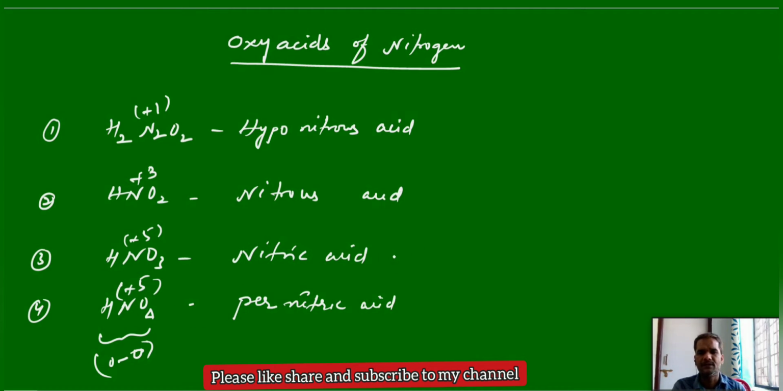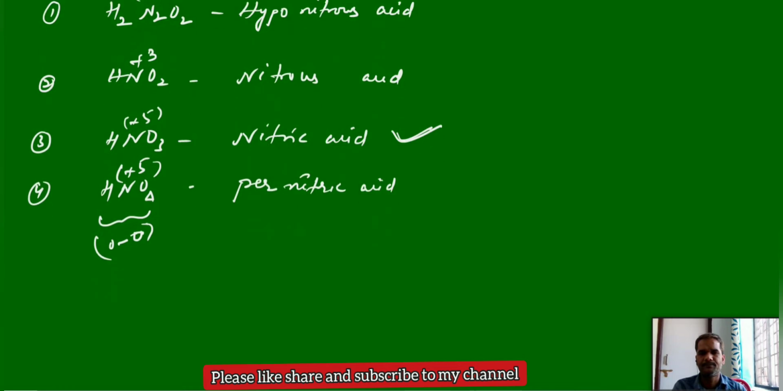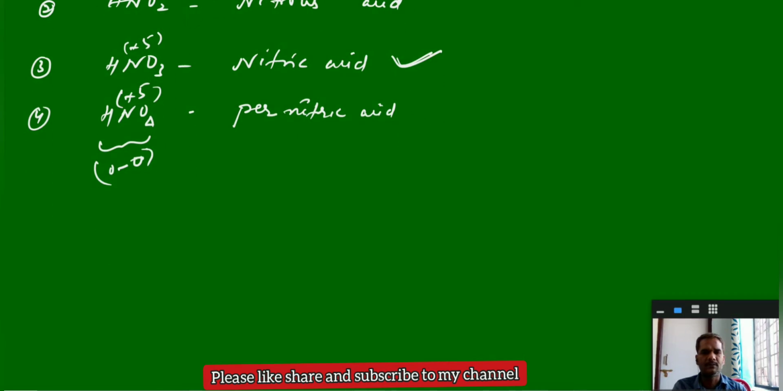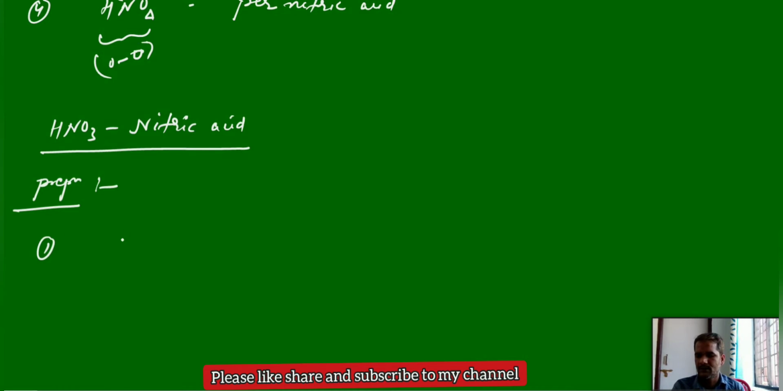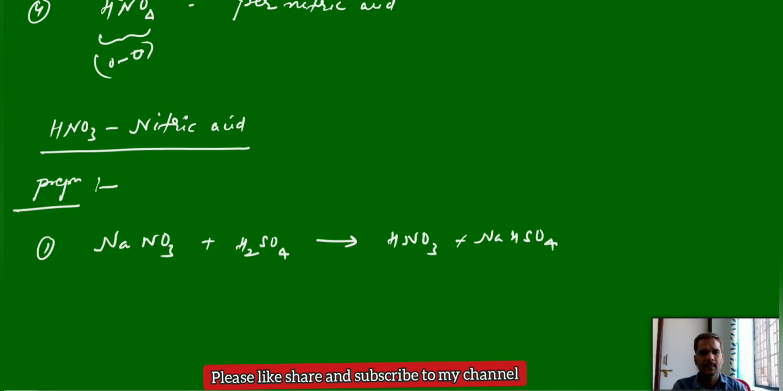But anyhow, out of these 4, our main focus is on nitric acid. That is important. Now we will see the preparation and properties of nitric acid, HNO3. Nitric acid, the preparation. The first one, simply if you take sodium nitrate salt, if we treat with sulfuric acid, we will get the nitric acid. This is one method.